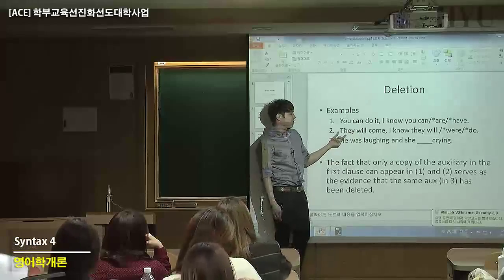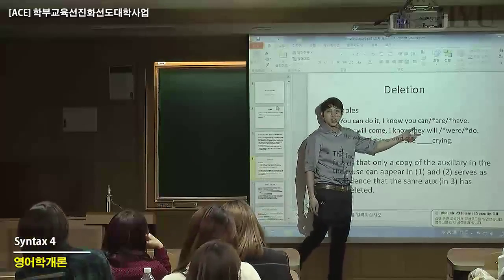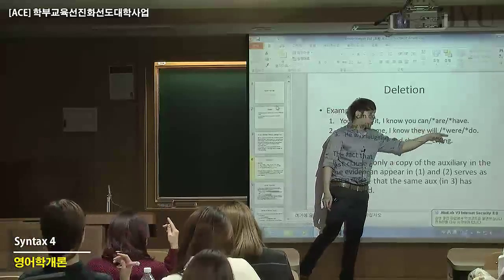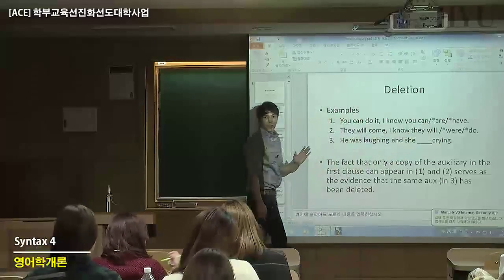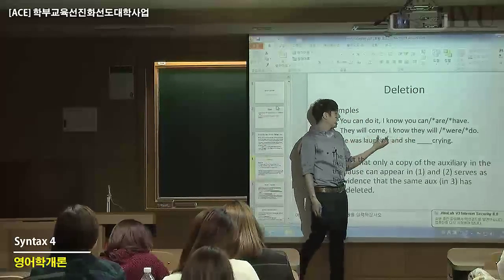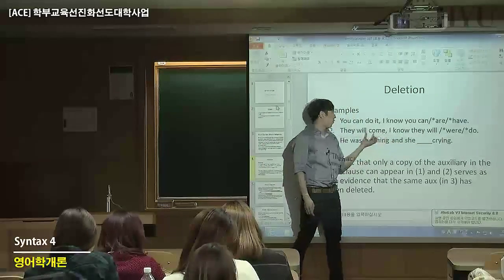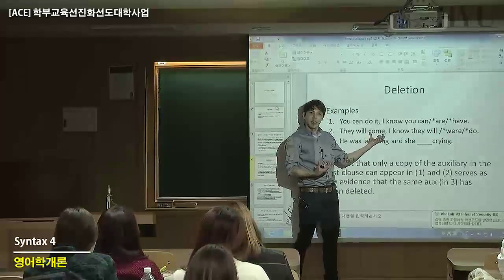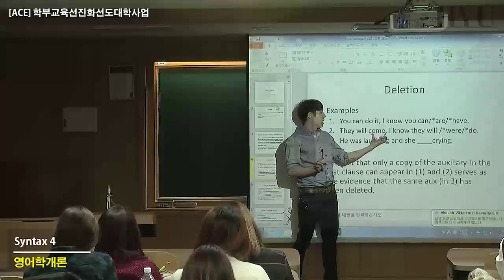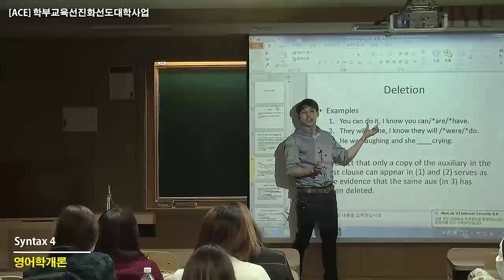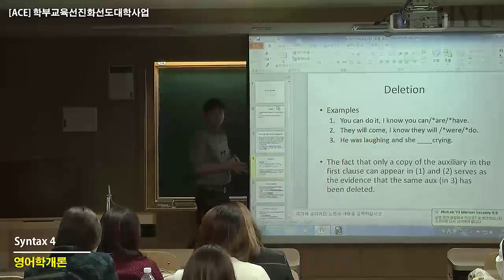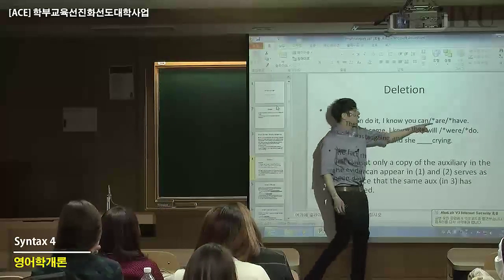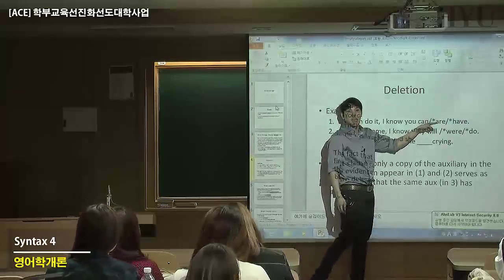Same thing with number two. They will come. I know they will. Like that. So you can only have will here. Not I know they were, I know they do. Not that. Okay? So in this case, you can have only a copy of the modal in the first clause. And what is deleted, what can be there, is the word come or the phrase do it, the VP do it. Okay? So it's empty in that sense. Empty in the sense of not present here, but can be there. Okay?